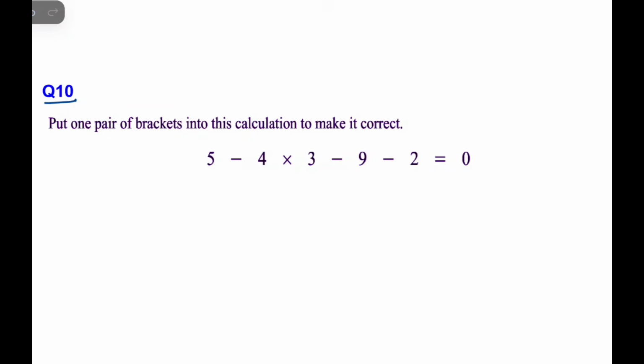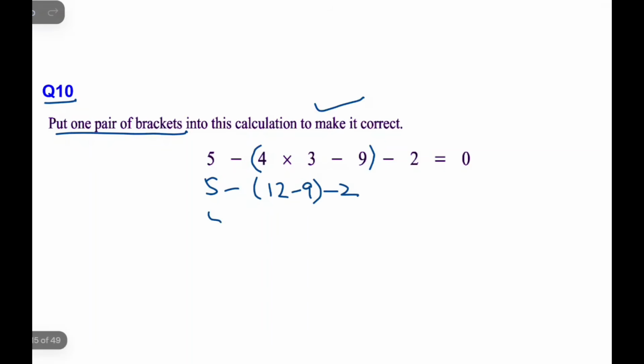Now question number 10, we have to put one pair of brackets in order to make the calculation correct. Now we have 5 minus 4 times 3 minus 9 minus 2 is equal to 0. If we put the bracket over here, we get 5 minus 4 times 3 is 12, 12 minus 9 is in bracket. So 5 minus 12 minus 9 is 3. So this will be 5 minus 5, that is 0. So this will be the position of brackets.